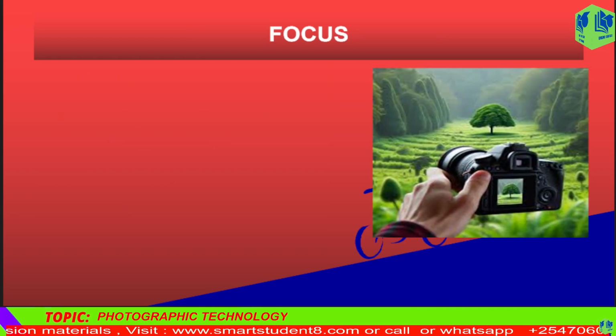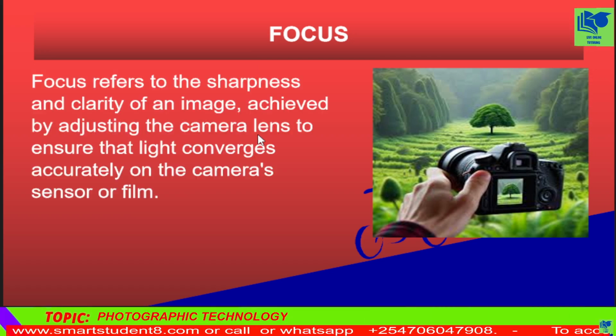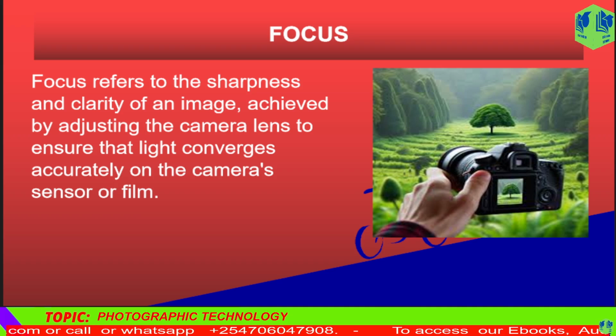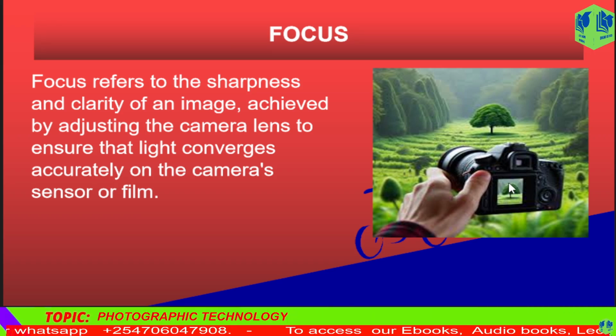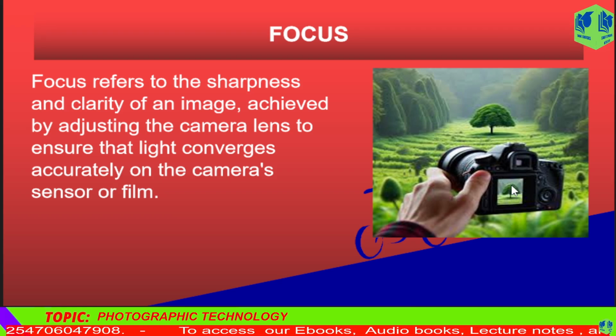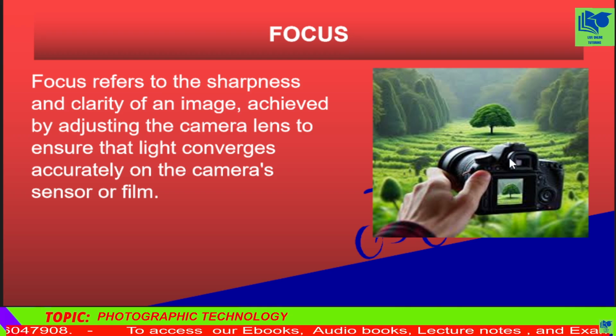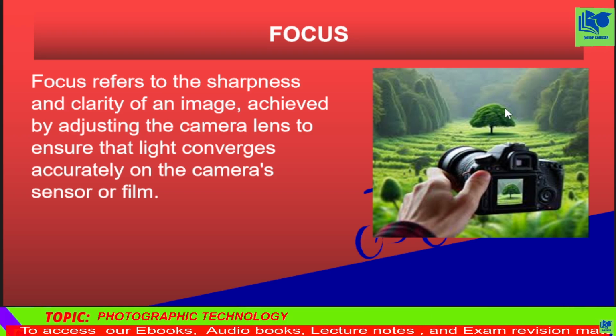Next, let's get to understand camera focus and the contribution of camera lenses in bringing about focus. In photography, focus refers to the sharpness and clarity of an image, achieved by adjusting the camera lens to ensure that light converges accurately on the camera sensor or film. Proper focus ensures that the subject appears crisp and detailed, while out-of-focus areas become blurred. Focus can be manual, adjusted by the photographer, or automatic, handled by the camera's autofocus system.